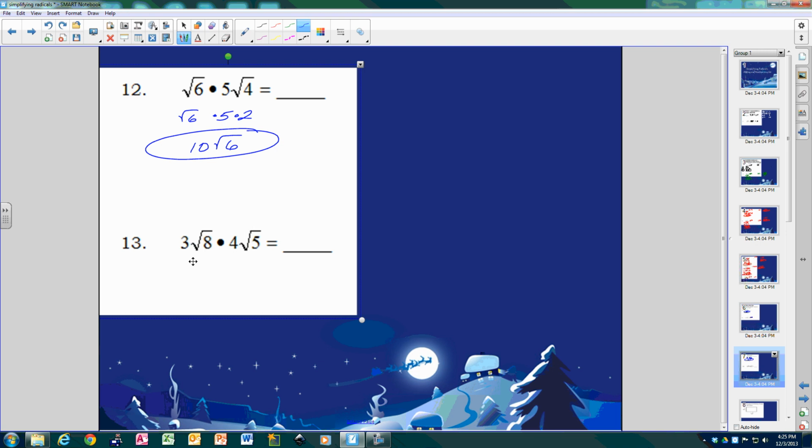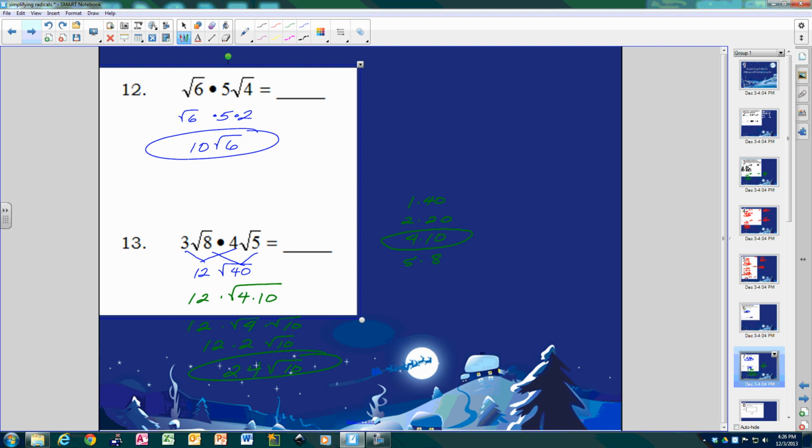Okay, this one, I'm going to take what's on the outside. So 3 times 4 is 12. And then I'm going to take what's on the inside, and it goes inside, so that would be 40. Now, the only problem here is that 40 can be reduced. So I'm going to go over here and make my list. 1 times 40, 2 times 20, 4 times 10, 5 times 8. So my one with the perfect square is 4 and 10. So this means 12 times the square root of 4 times 10. 12 times the square root of 4 times the square root of 10. 12 times 2 times the square root of 10. 24 square root of 10. So your answer should be 24 square root of 10.